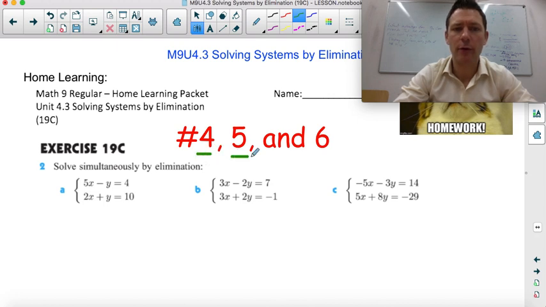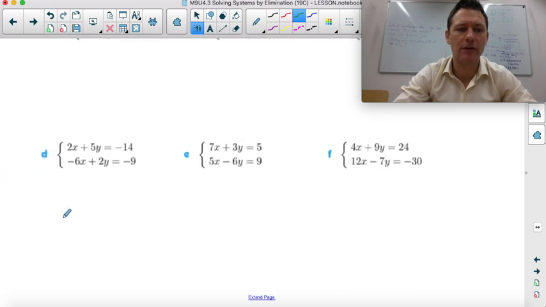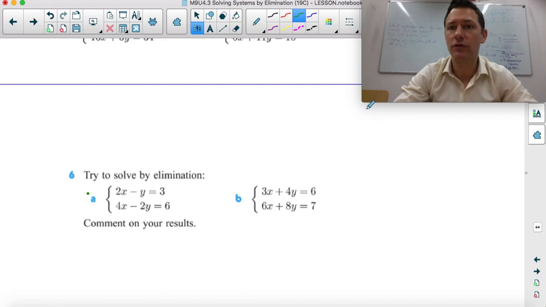You're doing numbers 4, 5, and 6 from that same page as before. It starts on that front page and then keeps going to the next pages, 5 and 6. Cool? Try that. Good to see you.